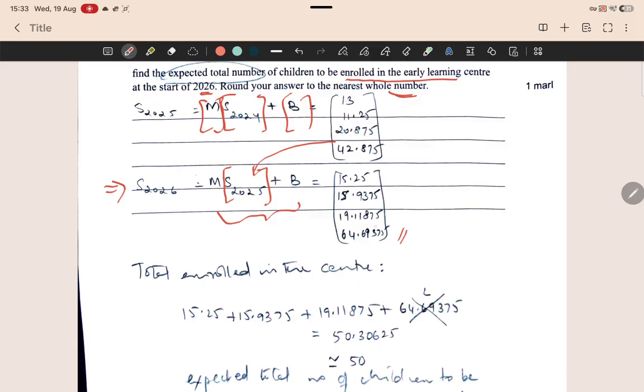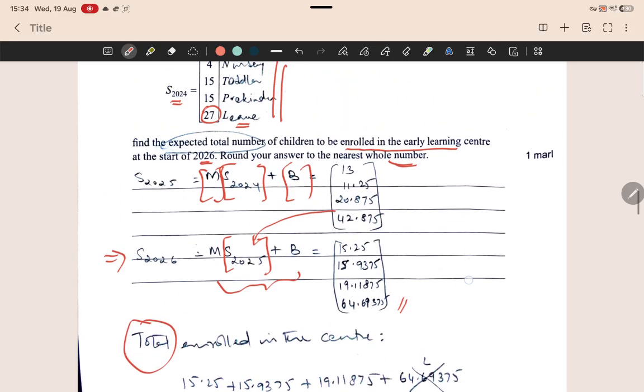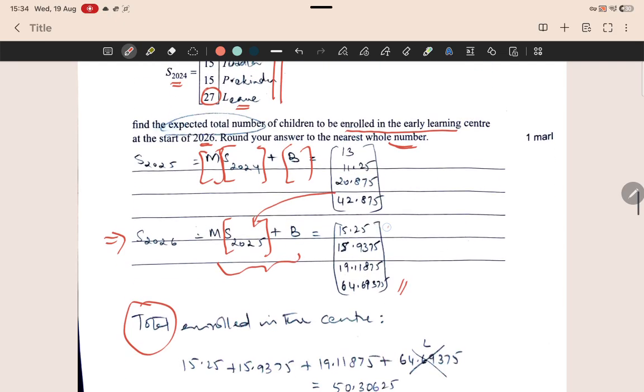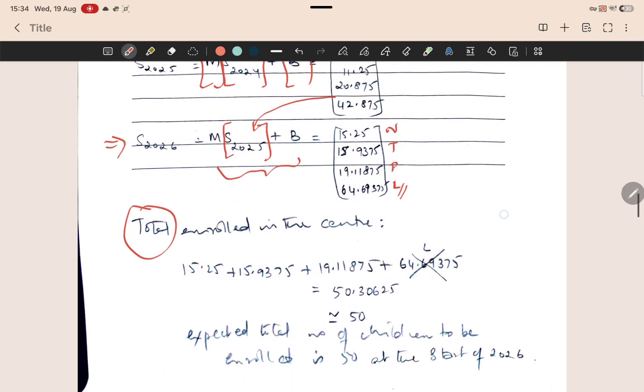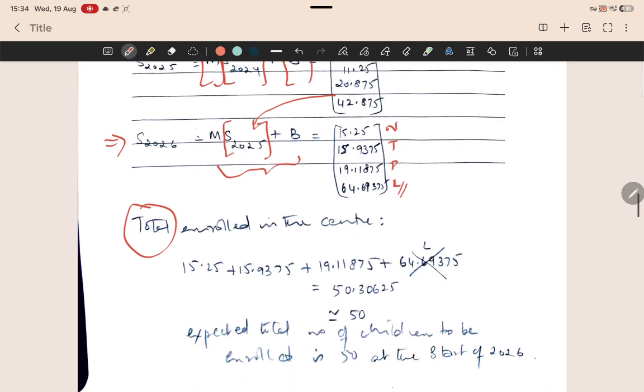Now at this point you can actually round, but it doesn't matter because they're asking you the total enrollment. So just add all the values you see. But what you have to be careful with is this is nursery, this is toddler, this is pre-kinder, and this is leave. The mistake many students made was they just added everything. But the ones that leave are not enrolled, so you do not add that, and that gives you 50.30625, which to the nearest whole number is 50. So the expected number of children to be enrolled at the start of 2026 is 50.